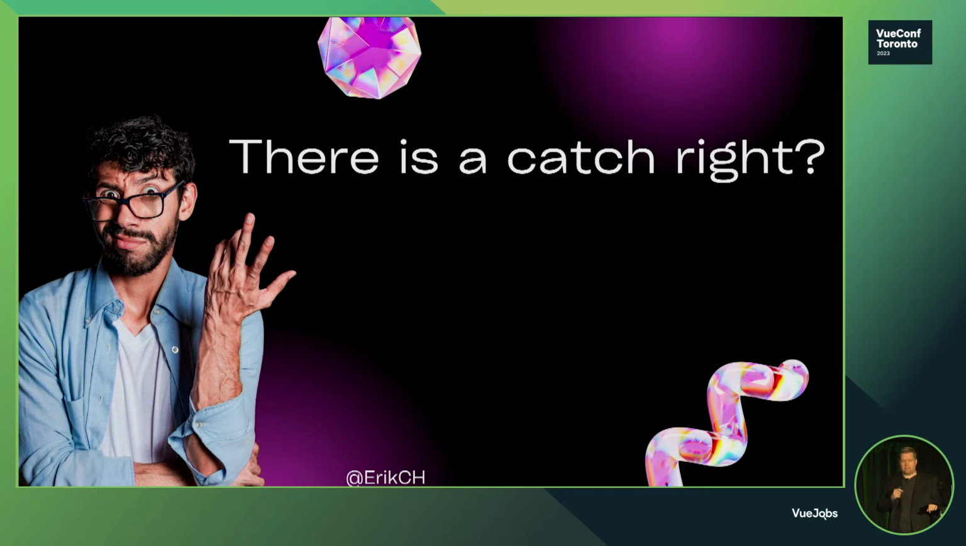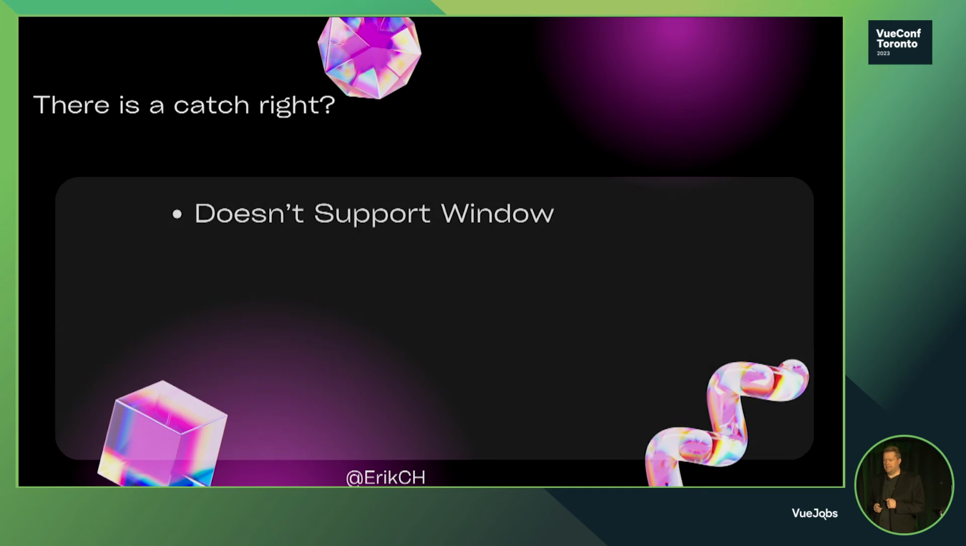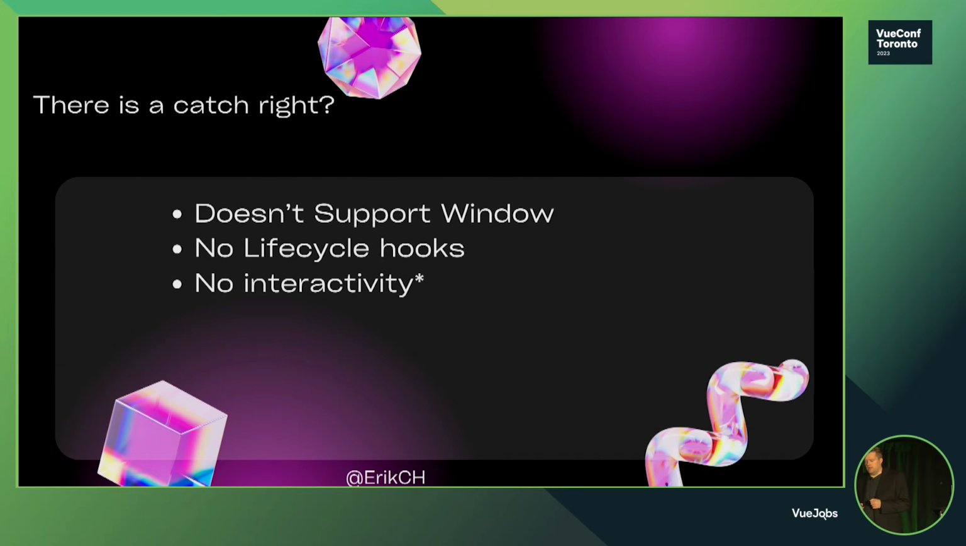But there is a catch, right? If you have been using this, it's not perfect. It is experimental, so you can imagine that it's not going to work perfectly. Obviously, since we're running on the server, we don't have the document object model. We don't have window. You can't use that. You also don't have any lifecycle hooks. And there's really, and I put a caveat here, no interactivity.